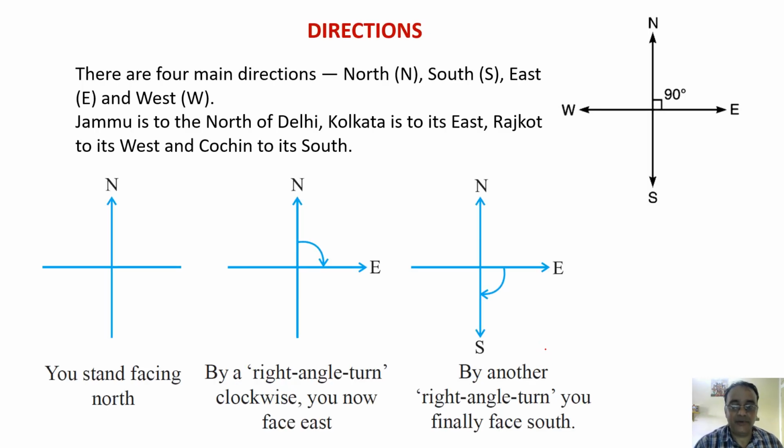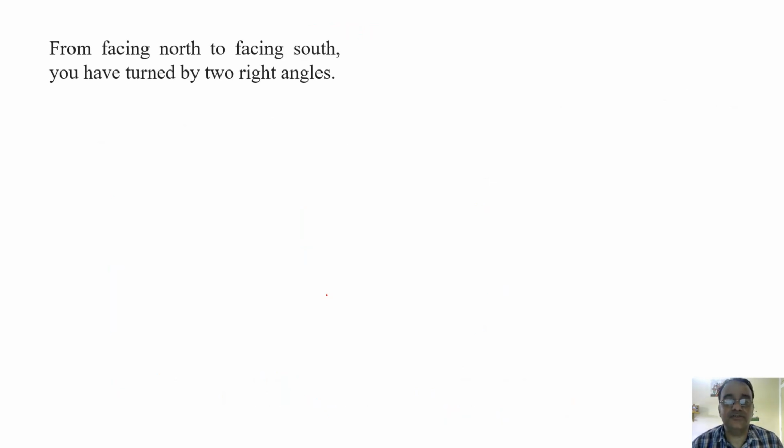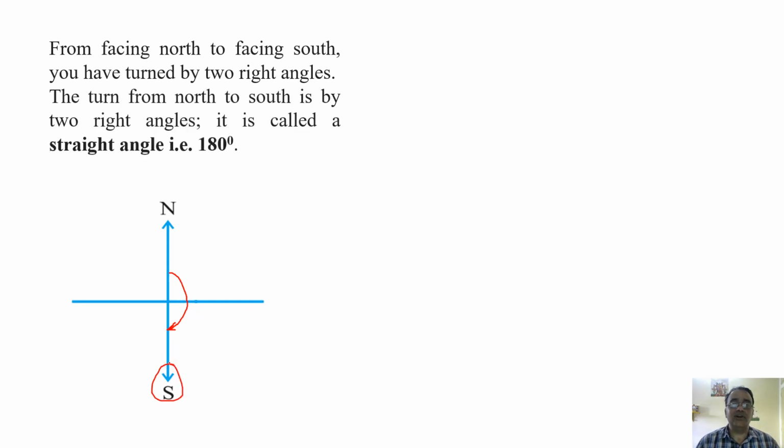So now see, from facing north, अब सपोज यहाँ पे हम लोग एक राइट एंगल टर्न किए. अगर हम लोग दो राइट एंगल्स एक साथ टर्न करेंगे, राइट, फ्रॉम फेसिंग नॉर्थ टू फेसिंग साउथ यू हैव टर्न्ड बाय टू राइट एंगल्स, राइट. तो मान लो दो राइट एंगल्स है, तो 1, 2. Now we are facing the south, right. So the turn from north to south is by two right angles, and it is called a straight angle, that is 180 degree.